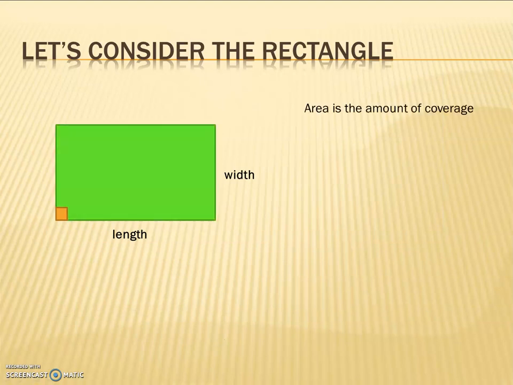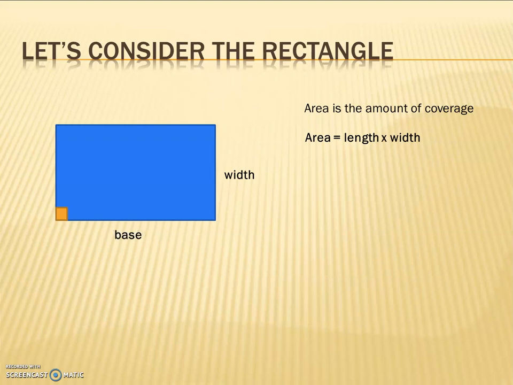Now, you all know, or should know, that the area is the amount of coverage. If this was a backyard, it is the amount of grass that you would have. And you probably also know the formula that the area is equal to the length times the width. Well, we're going to have to change this slightly for all of the rules that I'm about to give you.